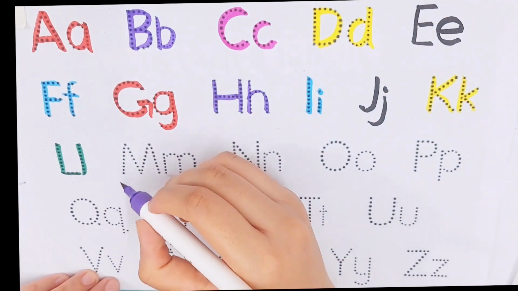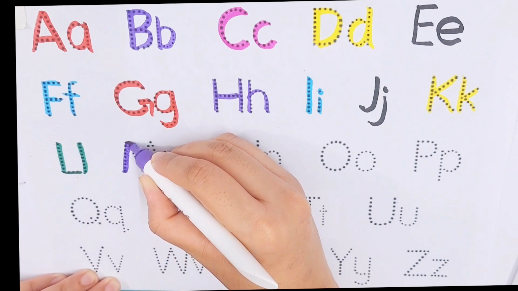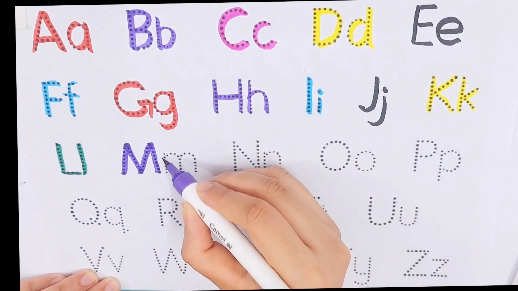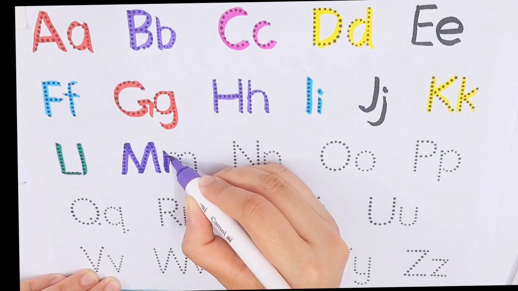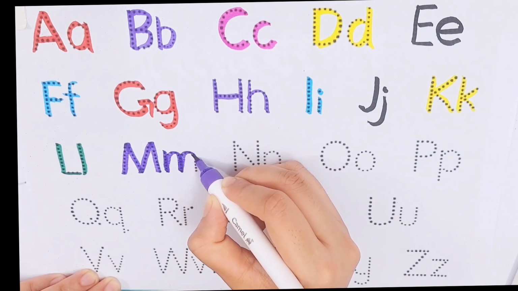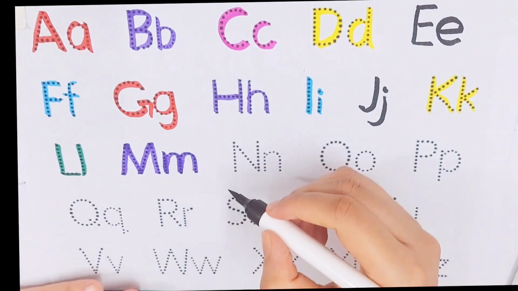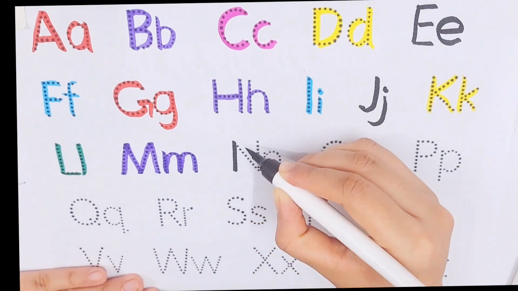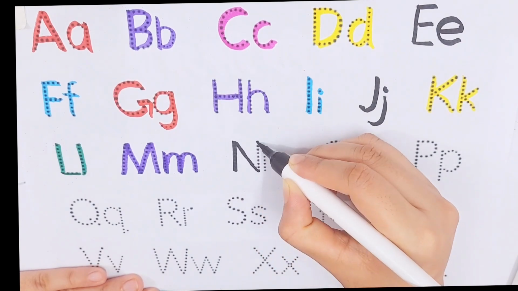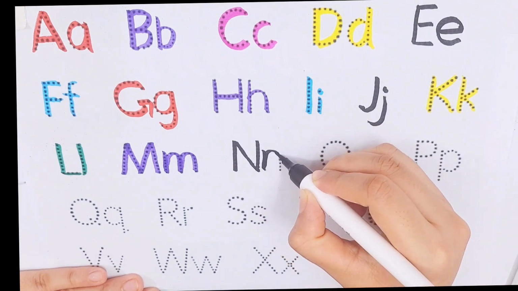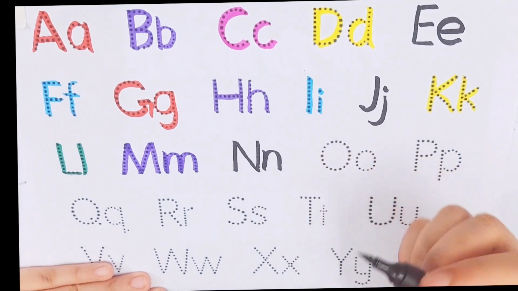Violet color. M. M for mango. M for moon. Black color. N. N for net. N for nuts.